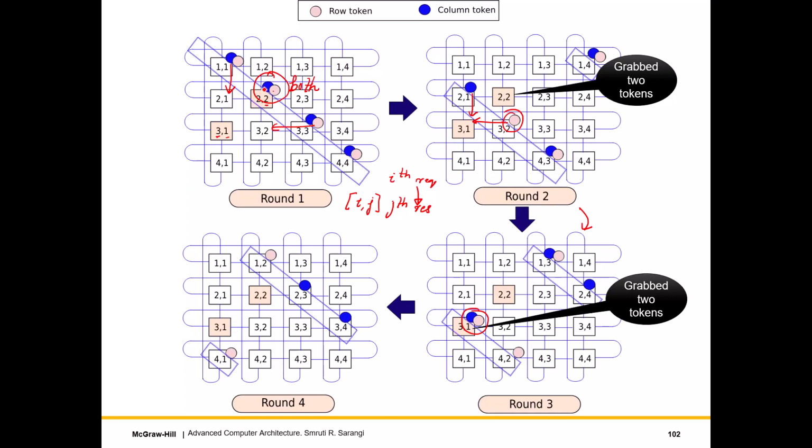We made 2 mappings. One was mapping 2-2, that was one mapping that we made. The other mapping that we made was 3-1. So those are the 2 mappings that we made, 2-2 and 3-1. Those are the 2 tokens that we grabbed, and those are the 2 mappings that we made.